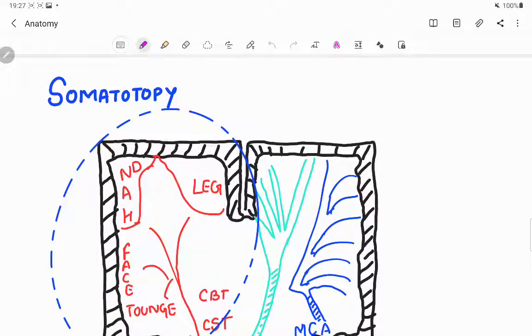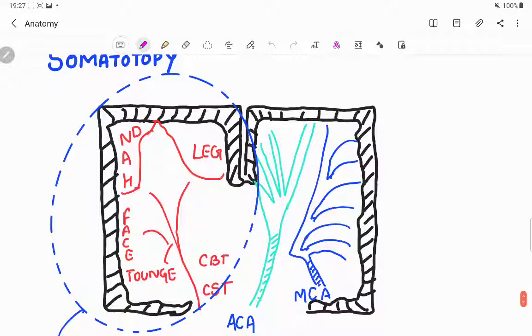So now let us talk about the somatotopy of this area. That is, we are going to see the structural organization of this area. What you are seeing right now is the coronal section of the brain. That is, we are observing it from the front side or the back side after cutting it. All right, as I already told you, these areas are located on both the cerebral hemispheres.